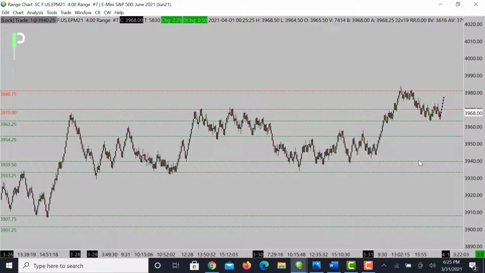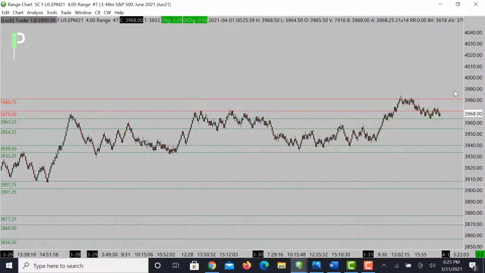We do have some resistance sitting at 39.70 right there, so we'll see if it actually holds this area. If not, it will head back up into 39.80 and then try to push maybe even those 4,000s. We'll see if we can actually get S&P to touch 4,000 and above that. We'll see if it wants to do that.